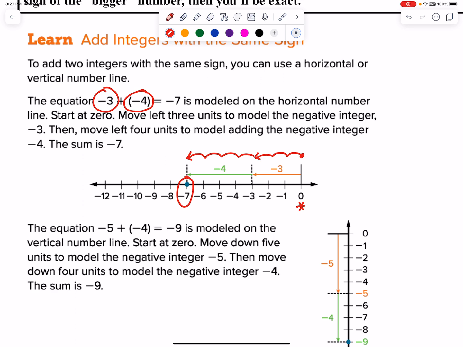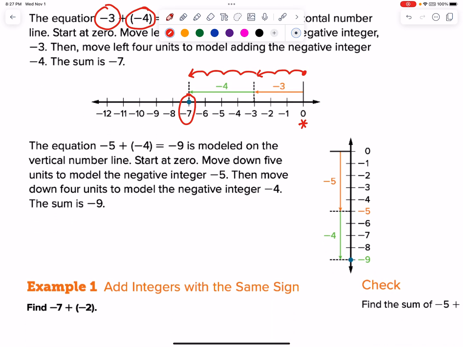So just remember, the starting point is always going to be 0, and then you represent that first number, okay? For this one, we have a -5 plus a -4. So just think if you have 2 negative numbers, again, remember we're starting at 0, we're representing the -5 first, and then we're representing the -4, and we'll end up at -9 as our answer. So a -5 plus another -4 ends up with a -9.